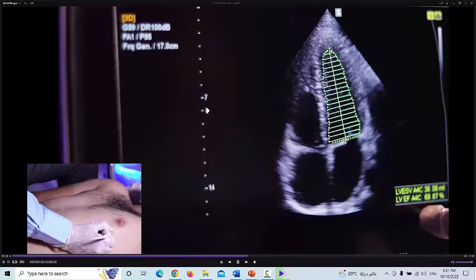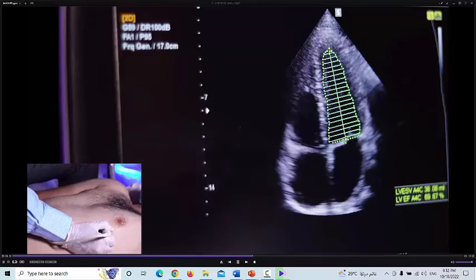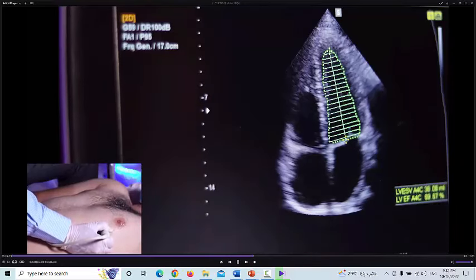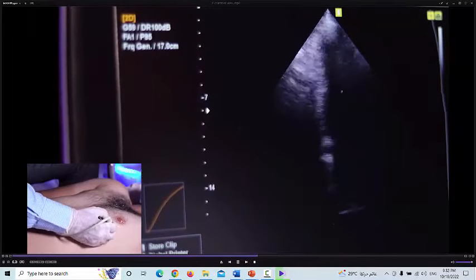And the ejection fraction in four chamber view is 69%, because the machine will subtract the end systole from end diastole, will divide by end diastole, and will bring this Simpson method, and it is 69. You can do it by two chamber view.